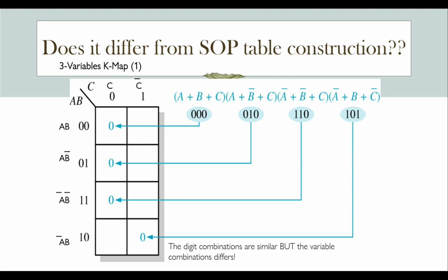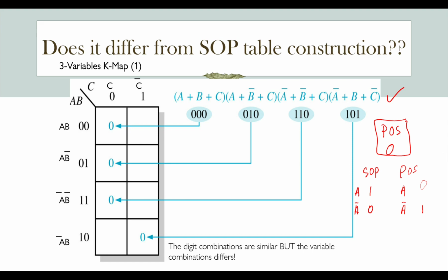Okay, so this is an example of POS. By looking at this equation, you know that it is POS. When POS, you need to write a 0. What is the difference between SOP and POS? For example, you've got A and A bar. For SOP, you read A as 1, A bar as 0. For POS, A is 0, A bar is 1. The way that you locate in the K-map, for the POS, you will read 0.